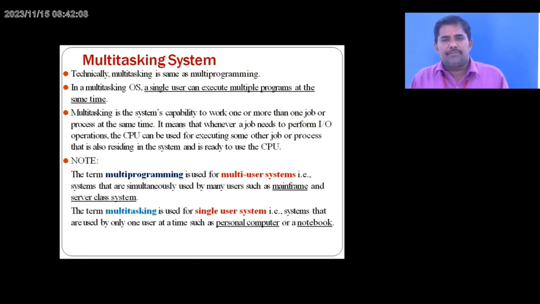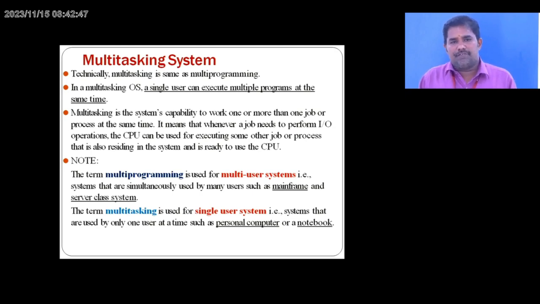At the same time means that whenever a job needs to perform an input-output operation, the CPU can be used for executing some other job or process that is also residing in the system and is ready to use the CPU. The term multi-programming is used for multi-user systems, that is, systems that are simultaneously used by many users, such as mainframe and server class systems. The term multitasking is used for single user systems, that is, systems that are used by only one user at a time, such as personal computers or notebooks.